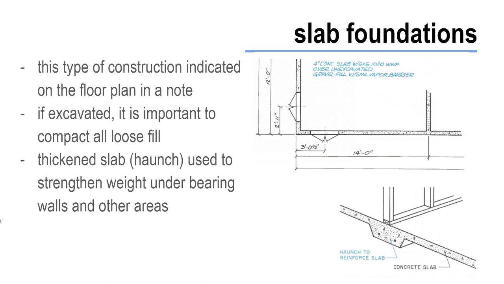Oftentimes within a slab foundation, you'll have a thickened slab, which is sometimes called a haunch, to further strengthen the slab where concrete weight, such as a bearing wall, would be located. The haunch is just this extra thick portion of slab that is made by ditching any earth in that area before concrete is placed.